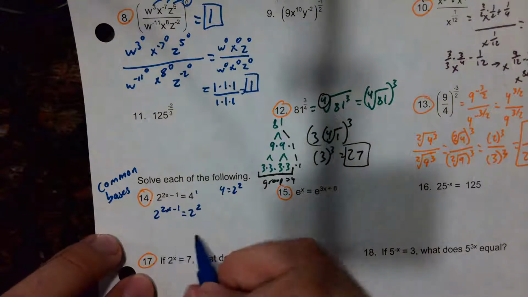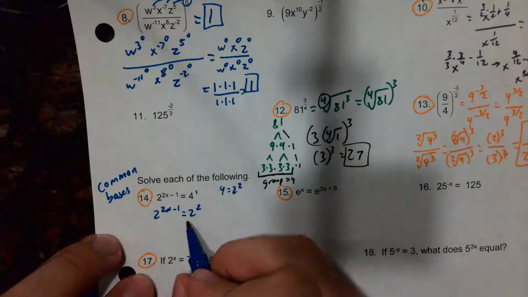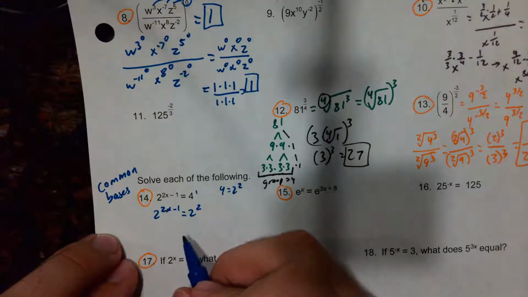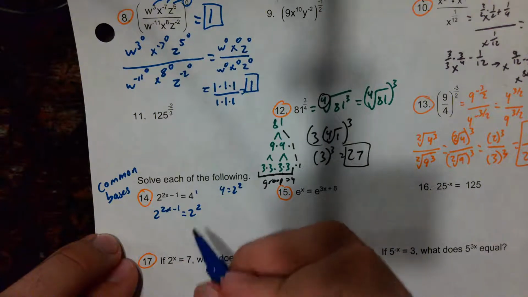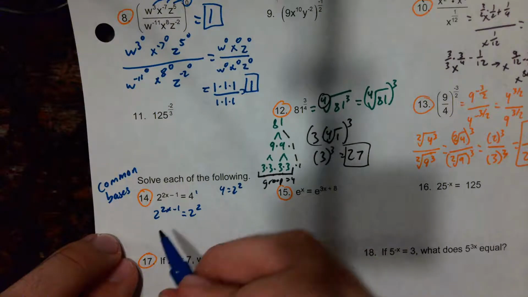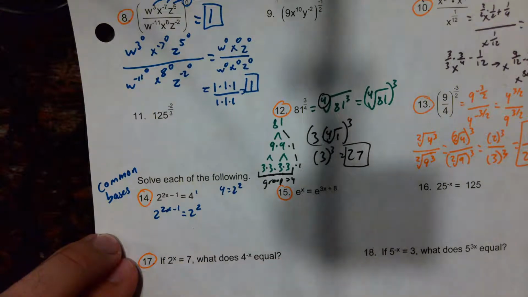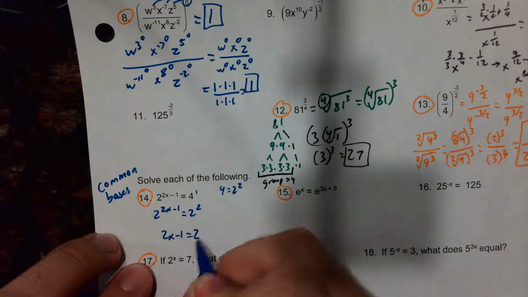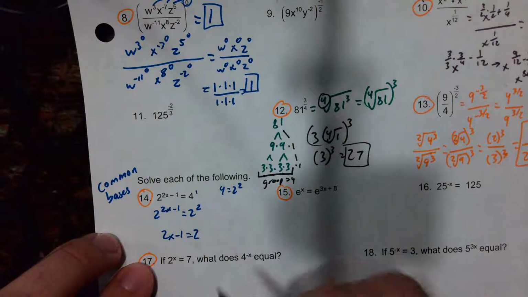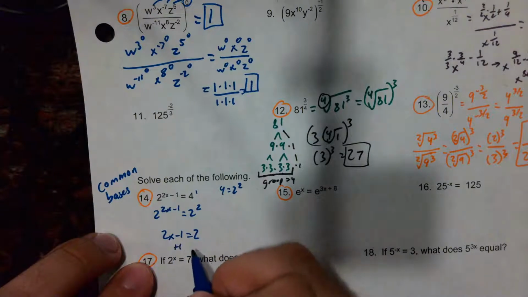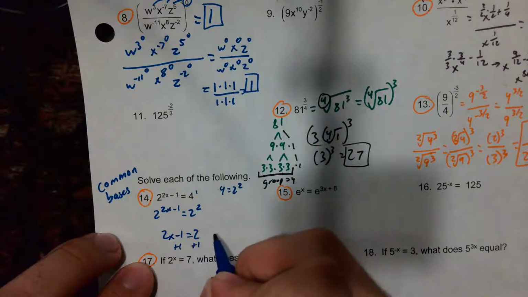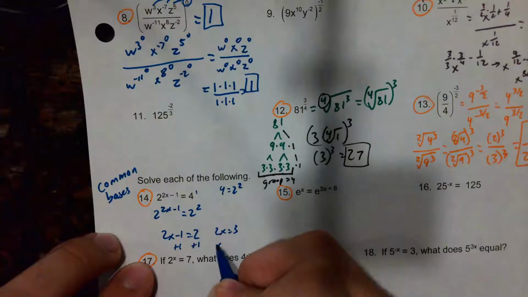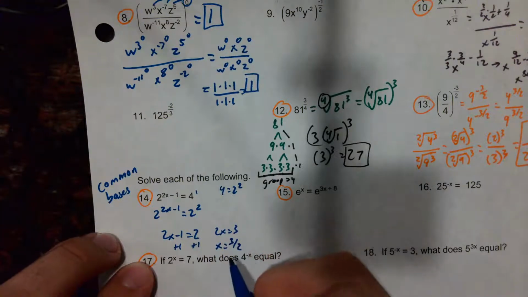And now once I have the bases the same and they're equal to each other, if the bases are the same, the exponents have to be the same. The only way for the left hand side and the right hand side to be the same is if their exponents are the same. So 2x minus 1 equals 2. And now I'm going to go ahead and just solve. So plus 1, 2x equals 3. That means x equals 3 over 2.